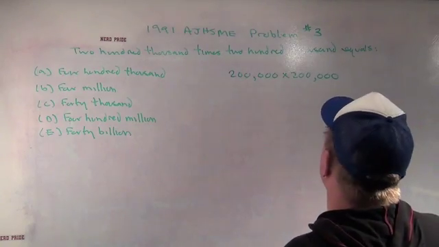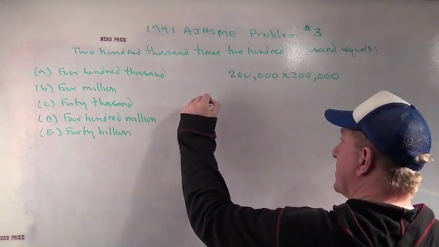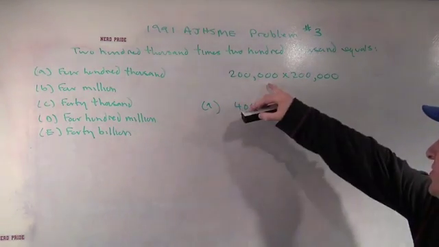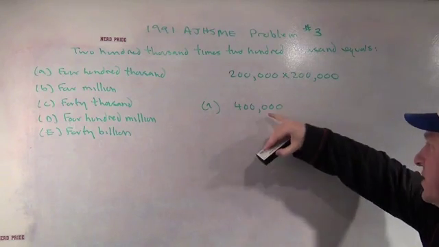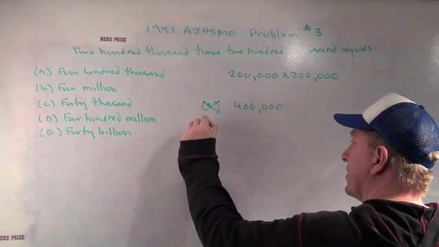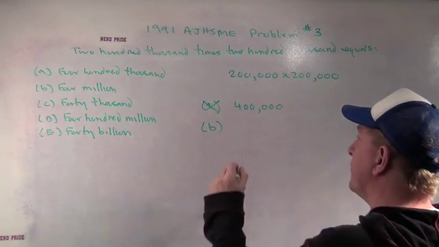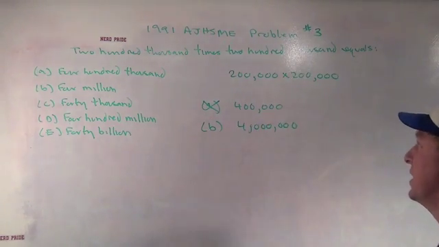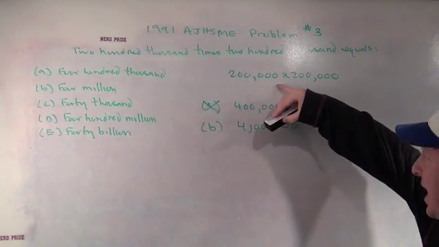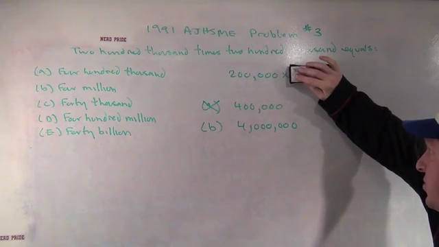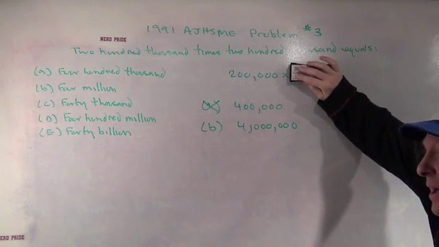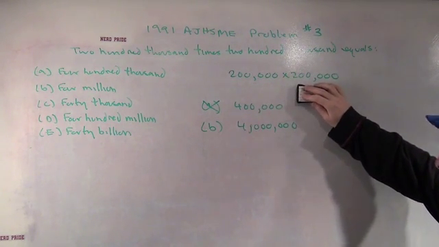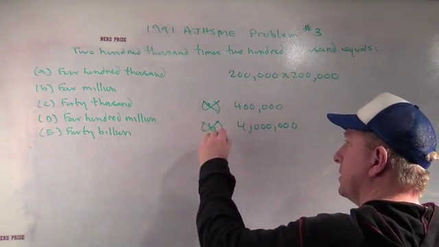Well, let's look at what our choices are. A, 400,000. Well, this is just 200,000 times 2, so this is going to be way too small. So we can cross that out if we're confused. 4 million, that's going to have 6 zeros. And again, now 200,000 times 10 is 2 million. And then 200,000 times 20 would be 4 million. But we're not multiplying by 20. We're multiplying by 200,000. So again, this is too small.